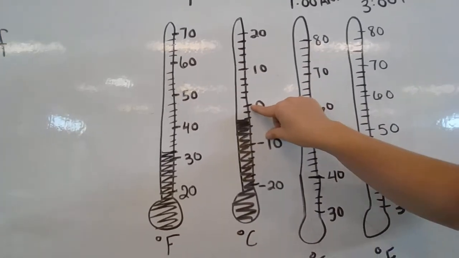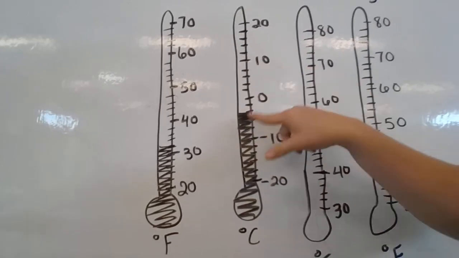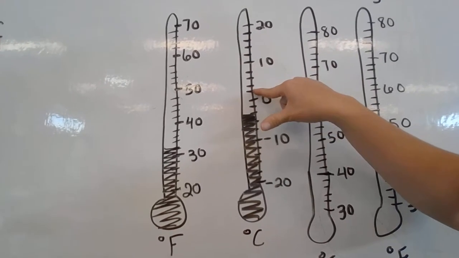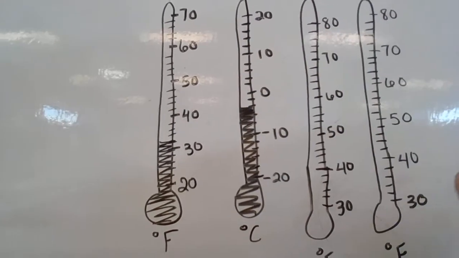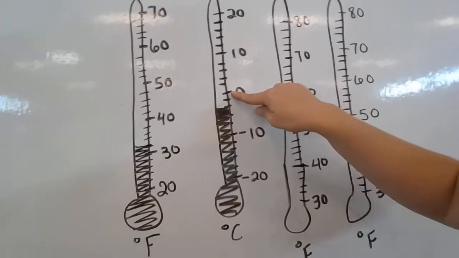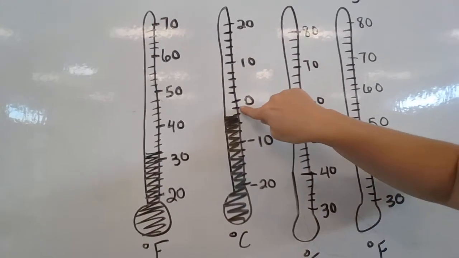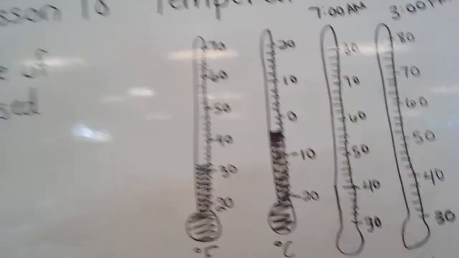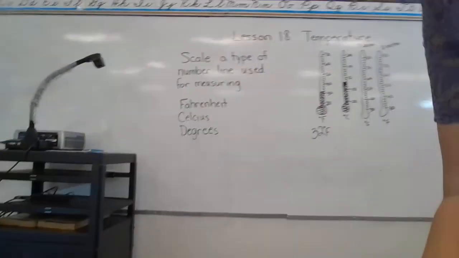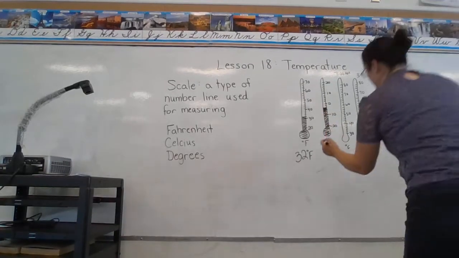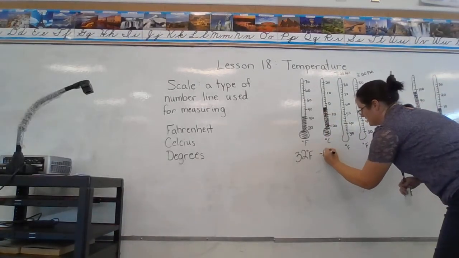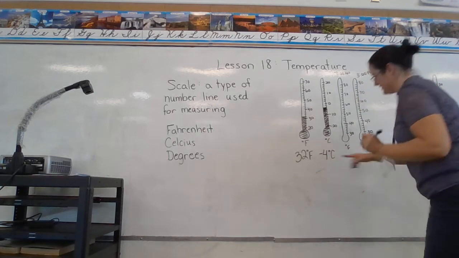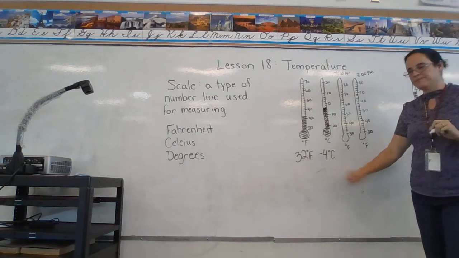So from 0, and once again, my scale here is 2. See, from 0, we have 2, 4, 6, 8, 10. So from 0, I'm going to have to count backwards. So this would be negative 2, and this would be negative 4. So let's write the answer to that one. Negative 4 degrees Celsius is how we would write that.